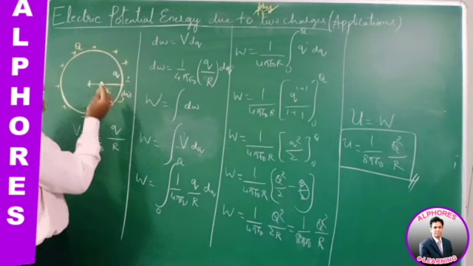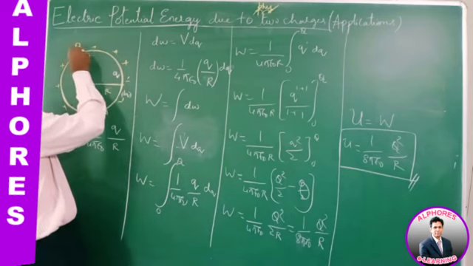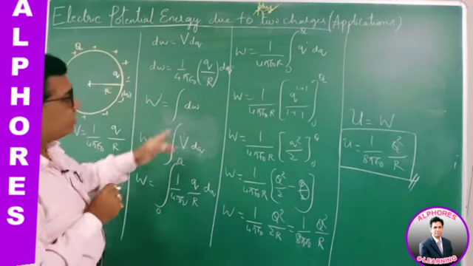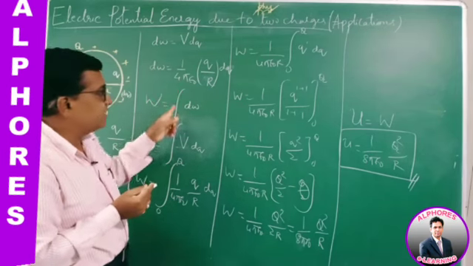Now the total work done in charging it completely to a charge capital Q. The total work done, you know, total is integration, summation.